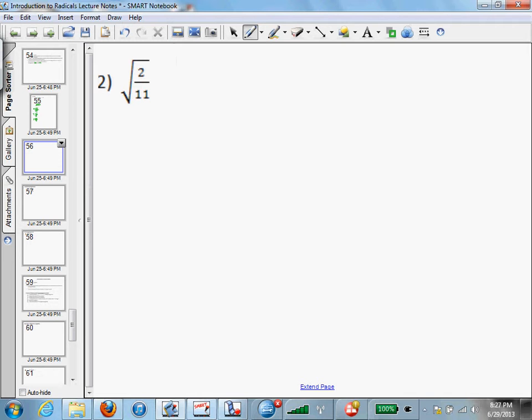With number 2, what we first want to do is break this into a fraction with a numerator and denominator each having radicals. We break this into the square root of 2 over the square root of 11. All we did was take the square root of the fraction 2 over 11 and break it into 2 different pieces. Now we're able to multiply by the form of 1 of the square root of 11 over the square root of 11.